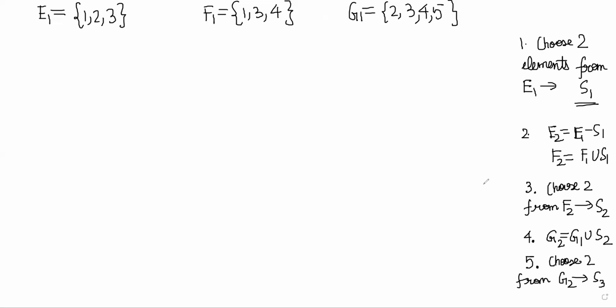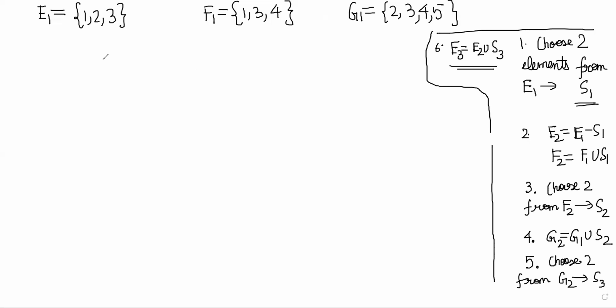This was the fifth step, and the last step, I will write it here. Step number 6 is call E3 is equal to E2 union S3, right? This was my last step, right? Okay, so I will keep this information in mind and I'll follow that process, okay? So first step, if I want to do, choose two elements from E1 and call it S1, right?